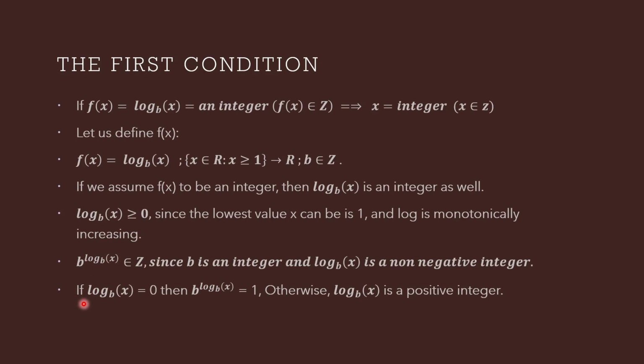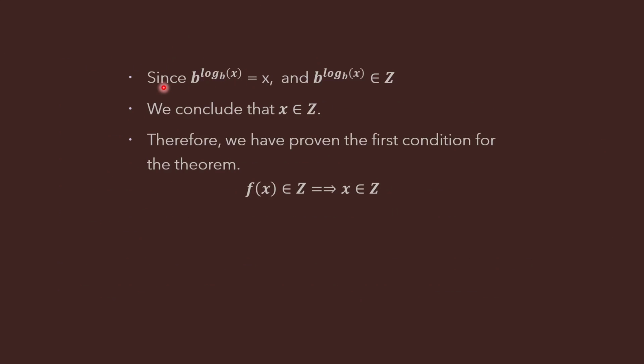As we have mentioned here, if log base b of x is equal to 0, then b to the power of log base b of x is going to be equal to 1, since this is going to become the power. Otherwise, log base b of x is going to be a positive integer, as we mentioned. Since b to the power of log base b of x is equal to x, and we've already established that b to the power of log base b of x is an integer as well, we can conclude that x itself is an integer.